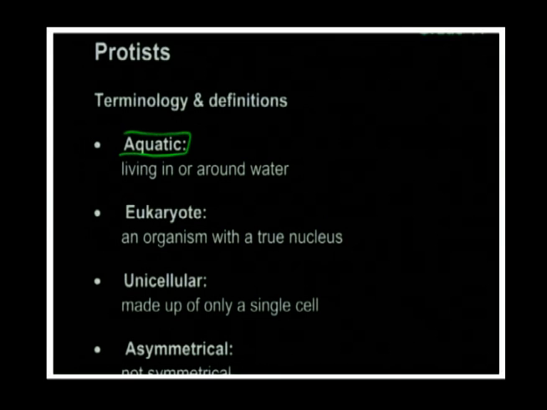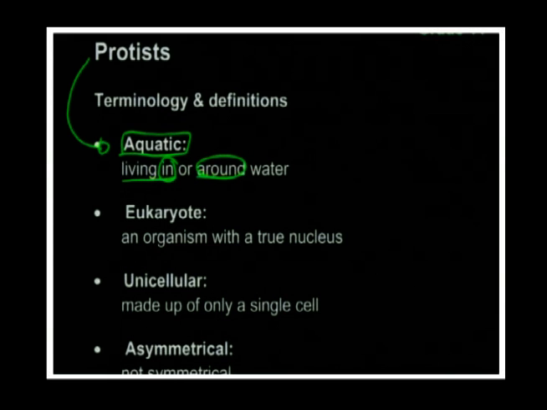Now that we've done the content, let's go back and revise the terminology. Aquatic is a feature shown by most of our protists. Most of our protists live in or around water. This is because the majority of them will use water as a medium in which to move, as well as a method of body support.